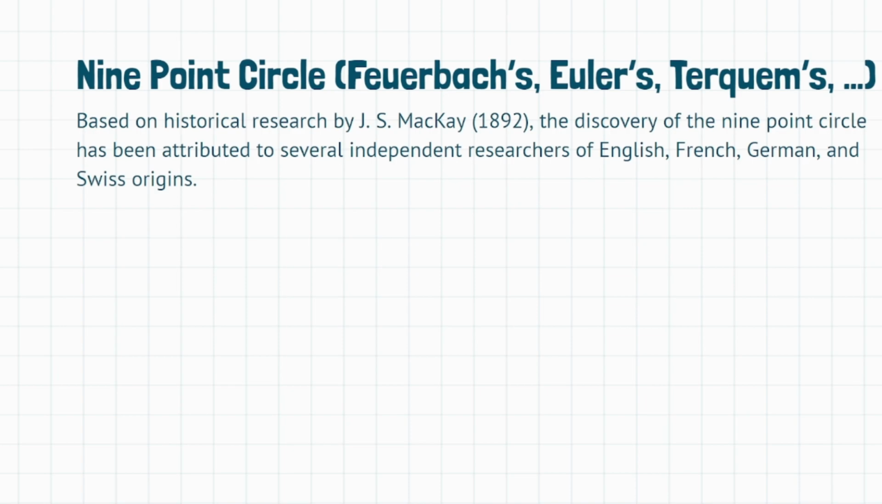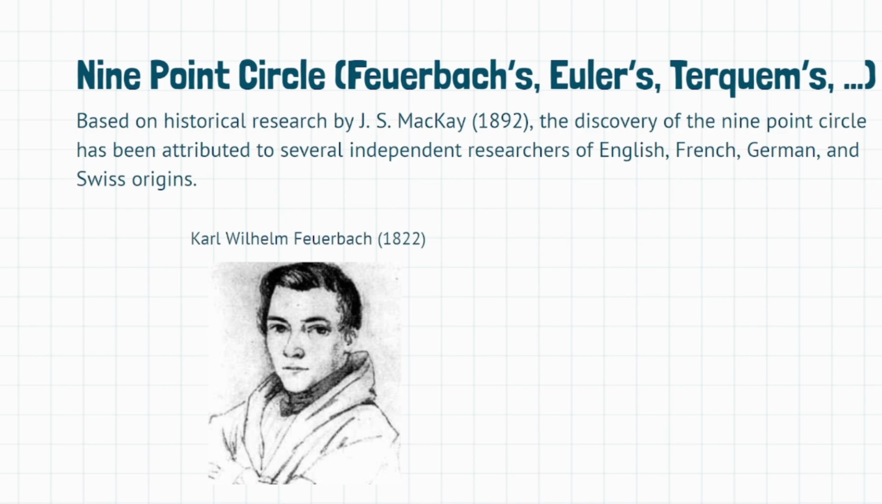According to historical research by J.S. Mackay, the discovery of the 9-point circle has been attributed to several independent researchers of English, French, German, and Swiss origins. One of the notable discoverers is Feuerbach, a German mathematician that lived a short but significant life. He is credited with the first published proofs relating to the 9-point circle in 1822.